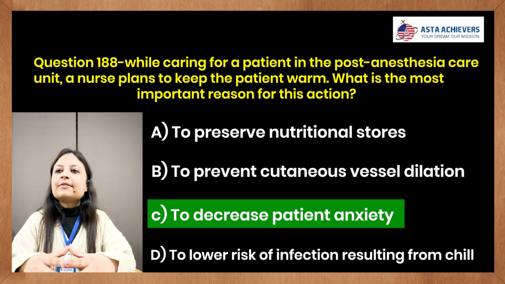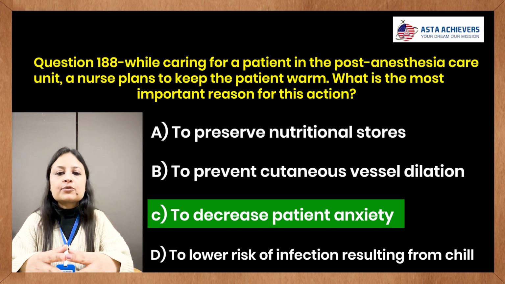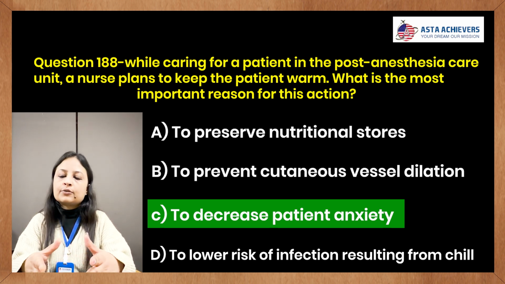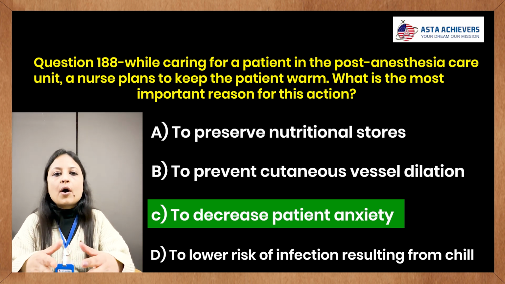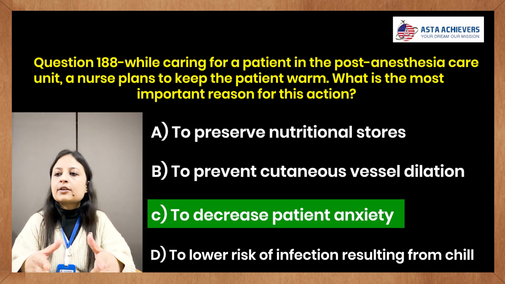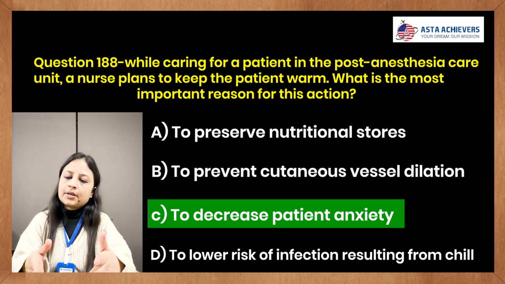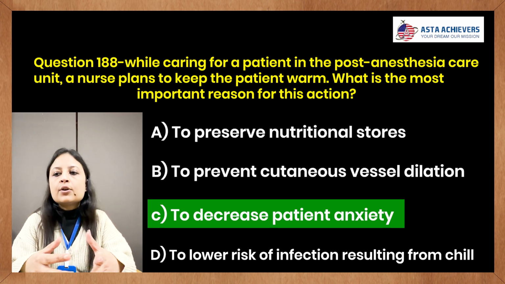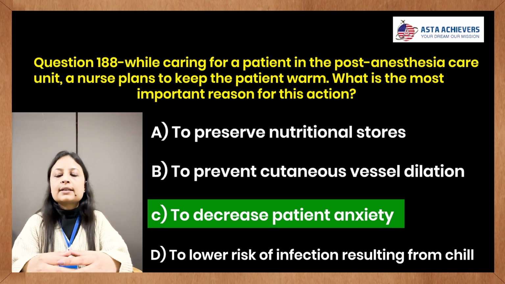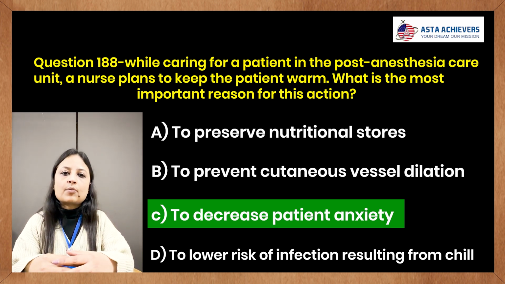Question 188. While caring for a patient in the post-anesthesia care unit, a nurse plans to keep the patient warm. What is the most important reason for this action? Option A, to preserve the nutritional store. Option B, to prevent cutaneous vessel dilatation. Option C, to decrease the patient's anxiety. And option D, to lower the risk of infection resulting from chills. So option C, to decrease the patient's anxiety, is the correct option.